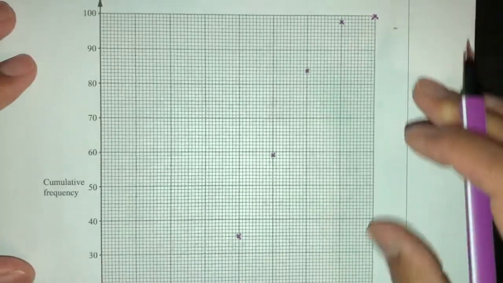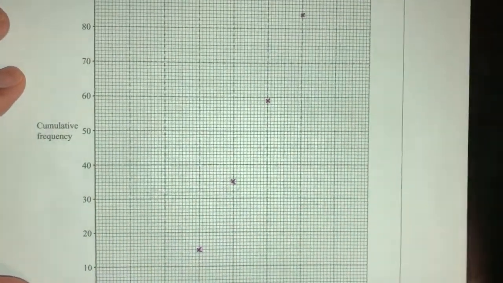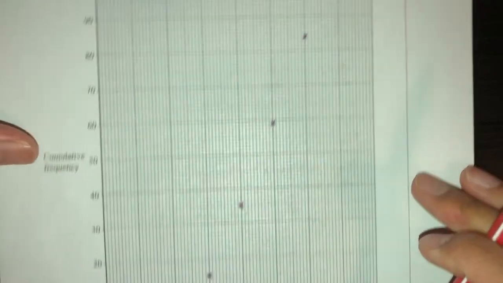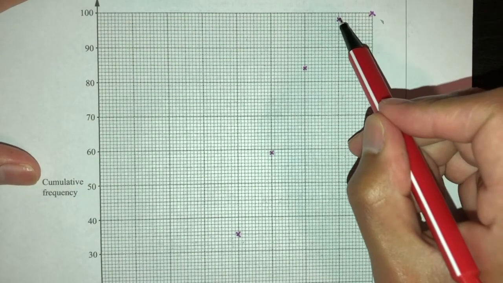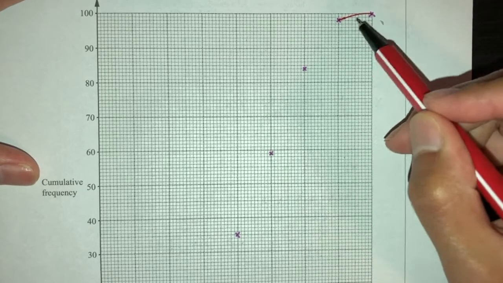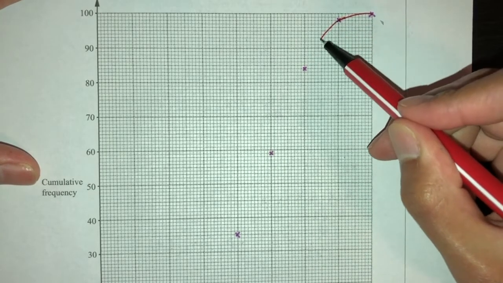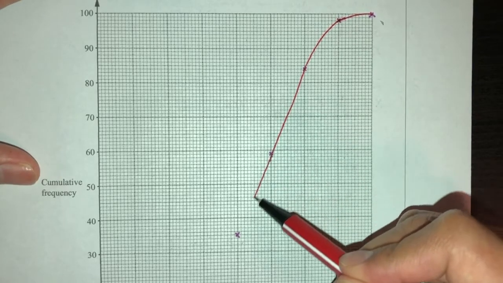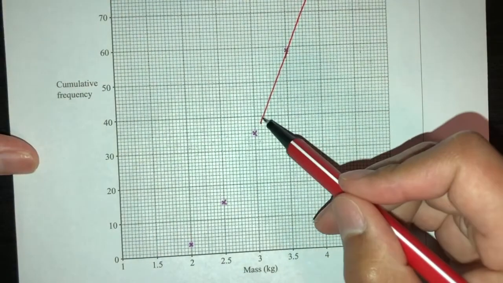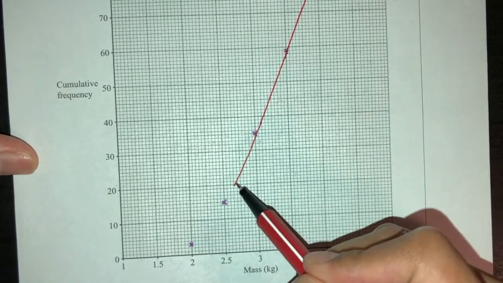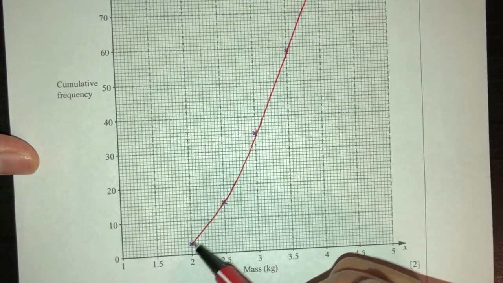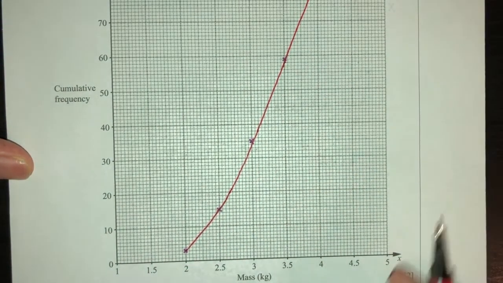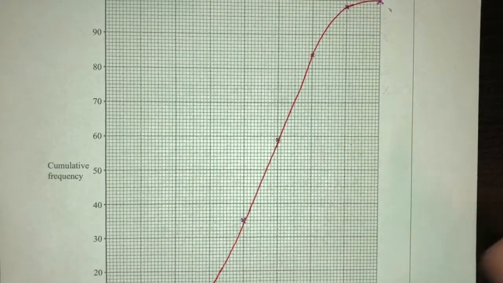So now we have to join all these points by a smooth curve. Try your best to draw a smooth curve for those points. So this will be right here. Okay, mine is not too bad. It's okay. But if you use a pencil, it should be better than this. At least pretty smooth. That should be your graph for part C.